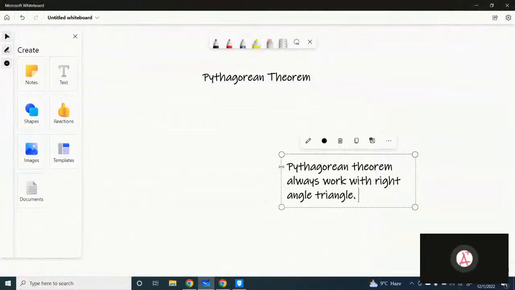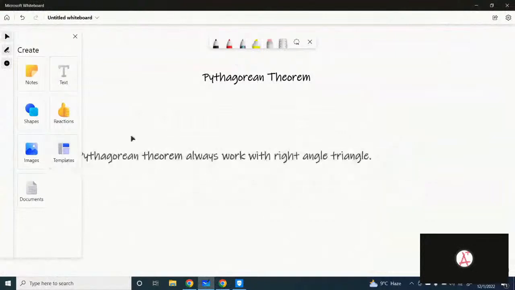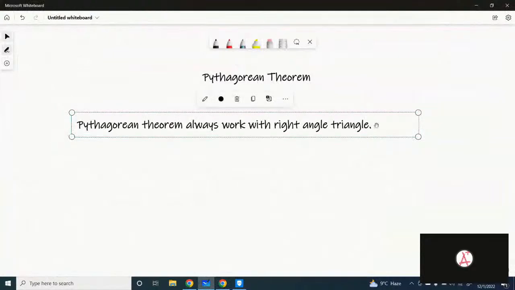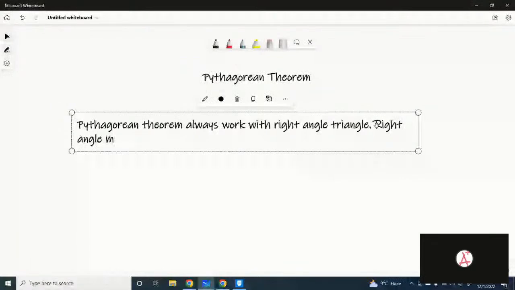A right angle triangle means one of the angles in the triangle must be 90 degrees.